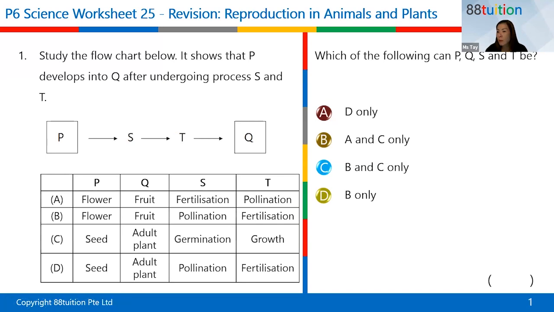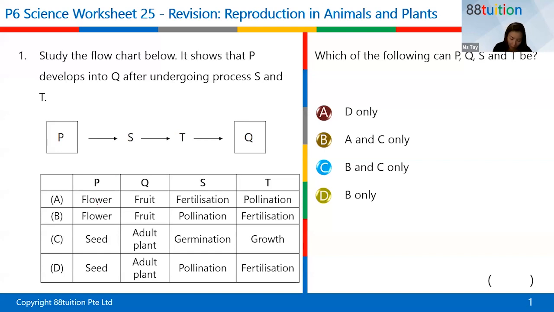Good. Now, look at this particular question. I think it's pretty straightforward. If I look at your answers, only 2% got it wrong. And it could be a careless mistake, hopefully. Okay. So study the flowchart below. P develops into Q after undergoing process S as well as T. So what are the processes? You should know by now. And then what do you think will be P and Q?